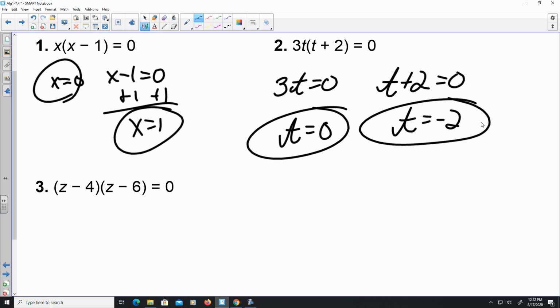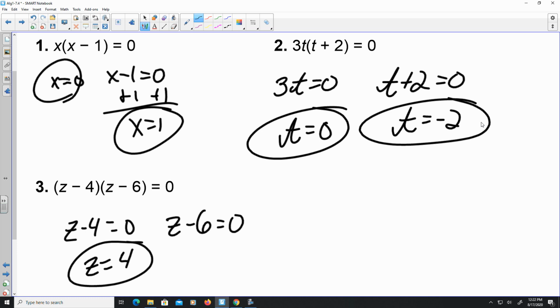Over here, z minus 4 times the quantity of z minus 6 set equal to 0. So I've got z minus 4 set equal to 0, z minus 6 set equal to 0. Now I add 4 here. I get z equals 4. Add 6 to both sides. z equals 6.